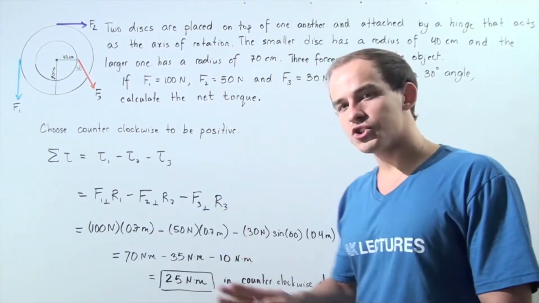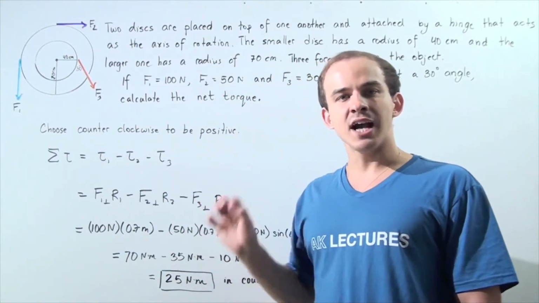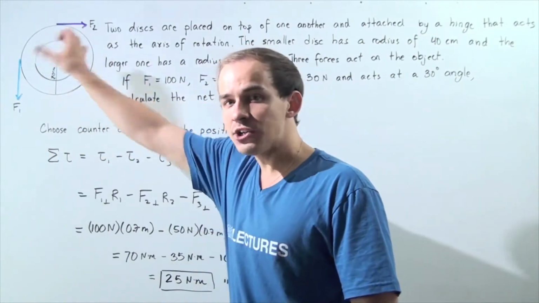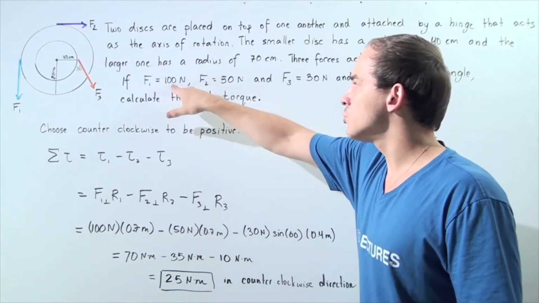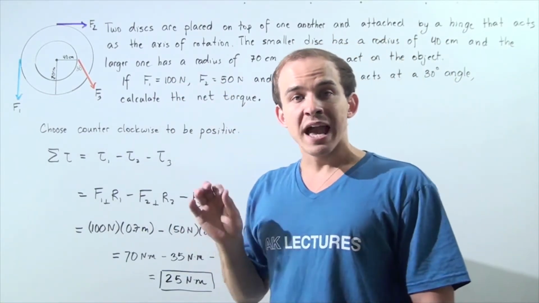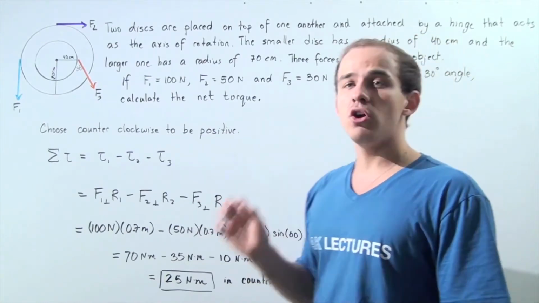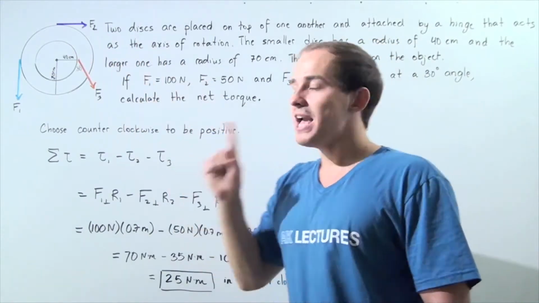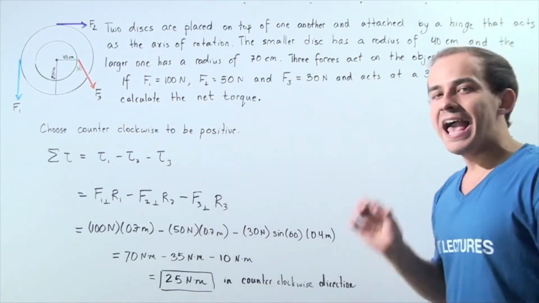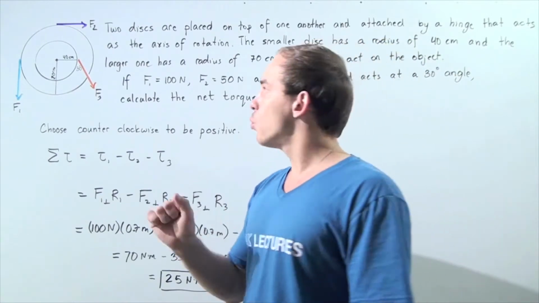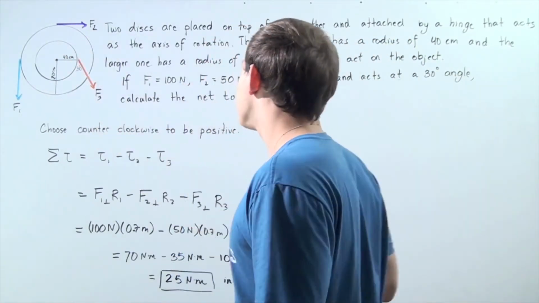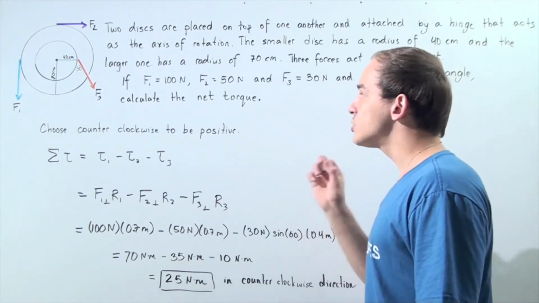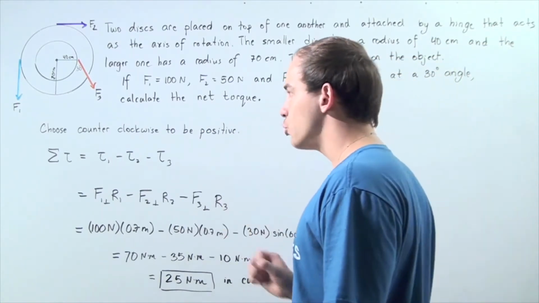Now, let's suppose that three forces are acting on our system of two discs. Force number one is acting on the larger disc that has a magnitude of 100 newtons. Force number two has a magnitude of 50 newtons and it also acts on the larger disc. And force number three acts on the smaller disc. It has a magnitude of 30 newtons and it acts at an angle 30 degrees with respect to our y-axis. Now, using this information, we'd like to calculate the net torque acting on our system of two discs.